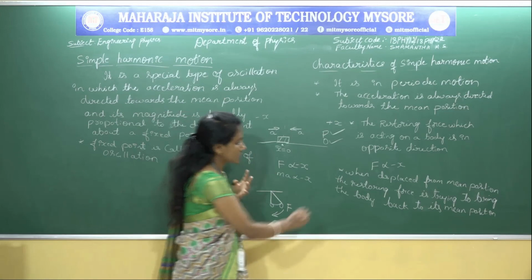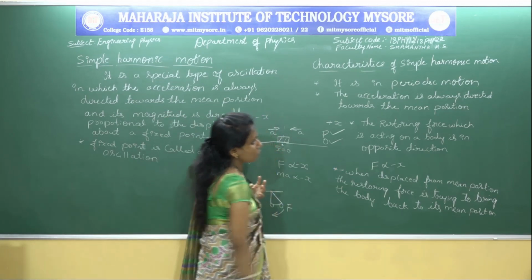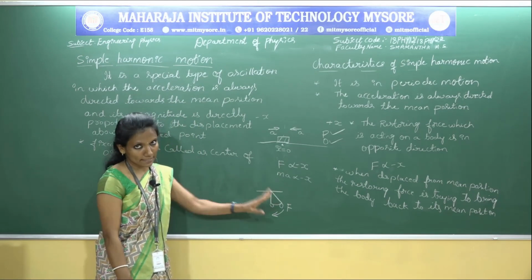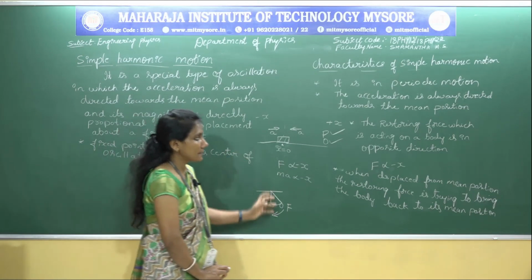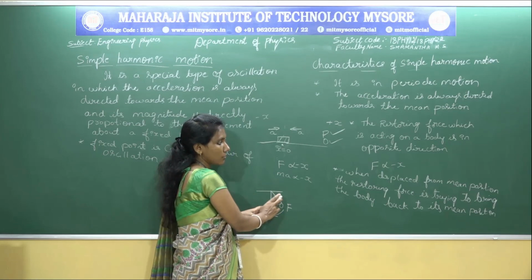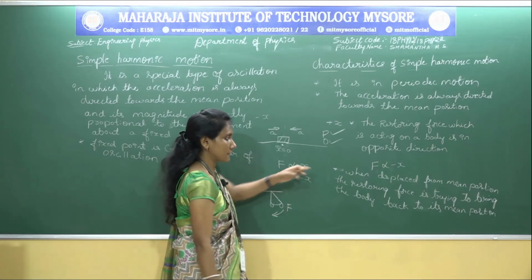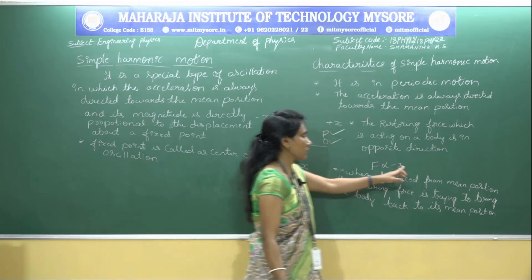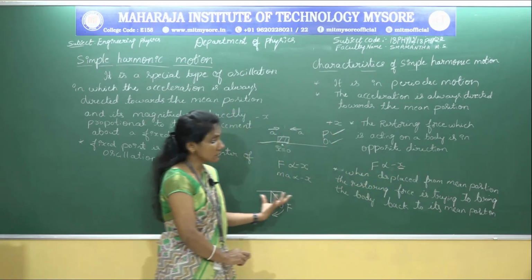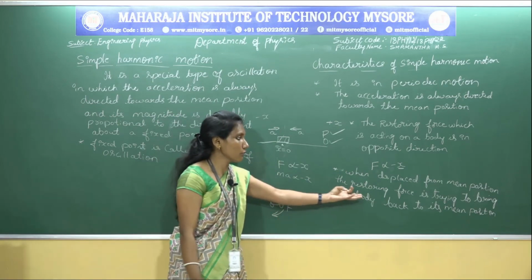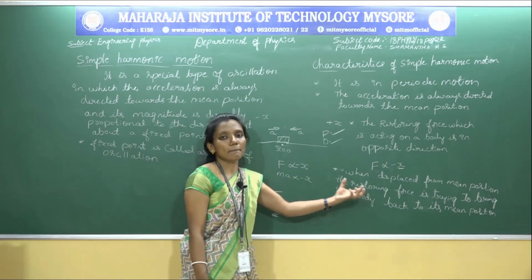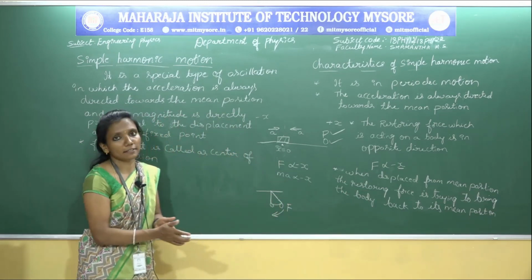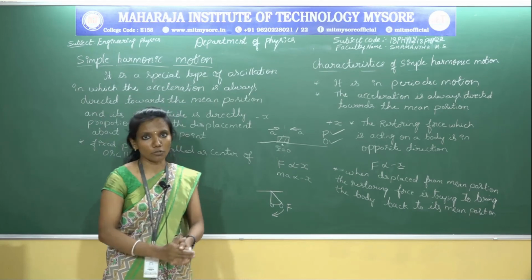So these are the characteristics of simple harmonic motion. One, it must be periodic: it must repeat itself after a regular interval of time. And the restoring force acting on the body is in the opposite direction, opposite to the displacement. And when displaced from the mean position, the restoring force tries to bring the body back to its mean position. So these are the characteristics and the definition of simple harmonic motion.